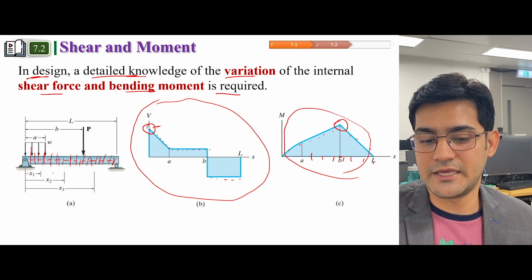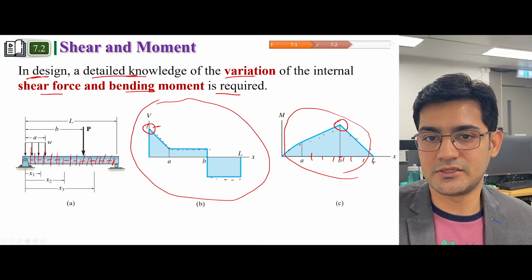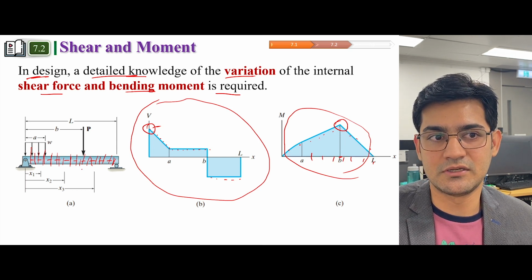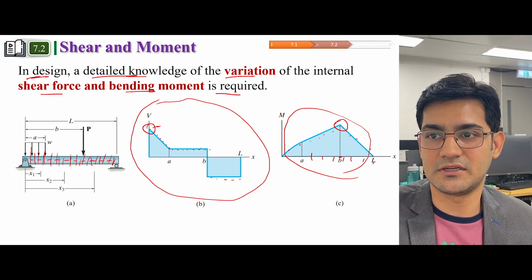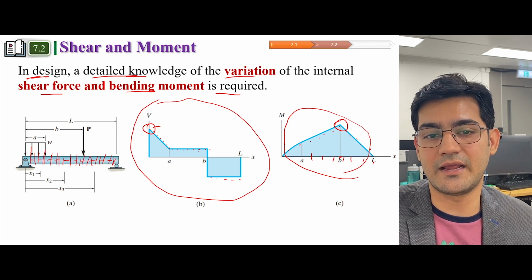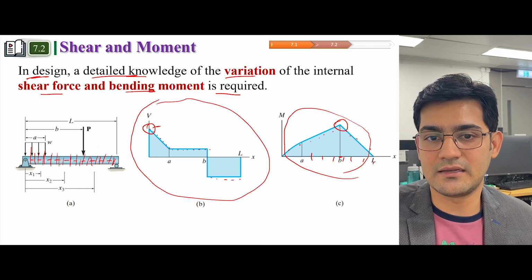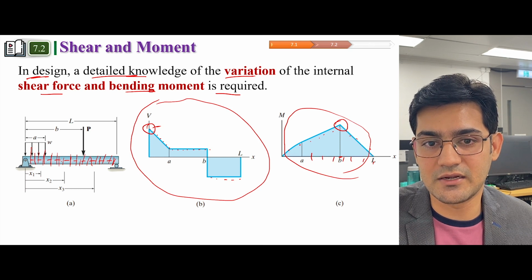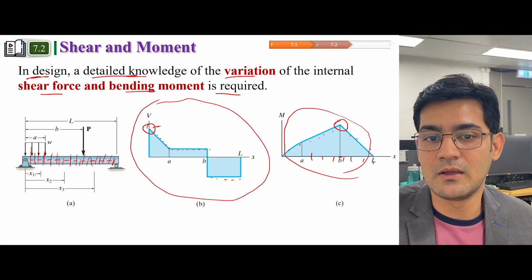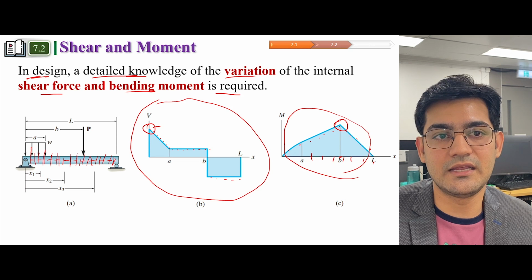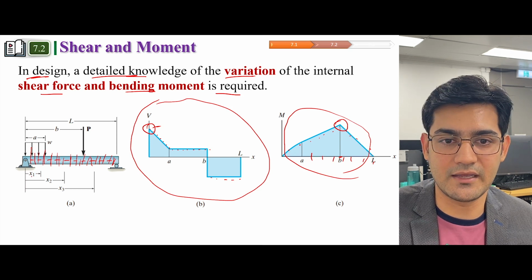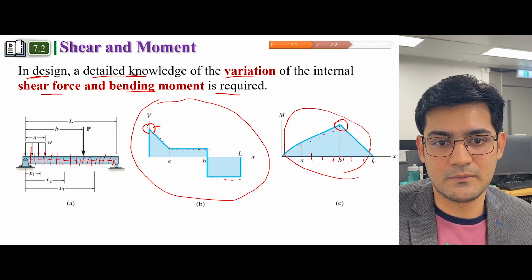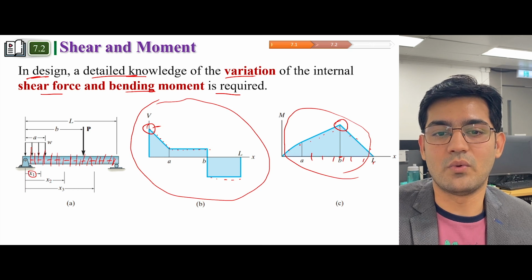Now there's another way, in addition to this method of sections, to draw these shear force and bending moment diagrams. Before, we were taking a section and calculating the internal forces. Now what we can do is make a section, but instead of directly calculating the shear force or bending moment, we can calculate them by using equations.